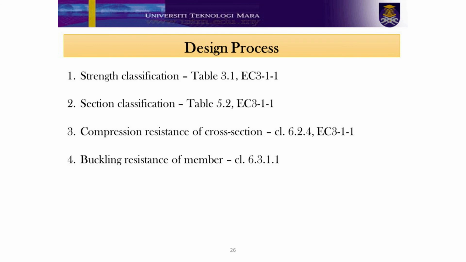There are four major design processes in designing compression members. The first is strength classification, which you can refer to in Table 3.1, EC3-1-1. Second is the section classification, which you can refer to in Table 5.2, EC3-1-1. Third is the compression resistance of the cross-section, which you can refer to in Clause 6.2.4, EC3-1-1. And the last step is to check the buckling resistance of the compression member, given in Clause 6.3.1.1, EC3-1-1.